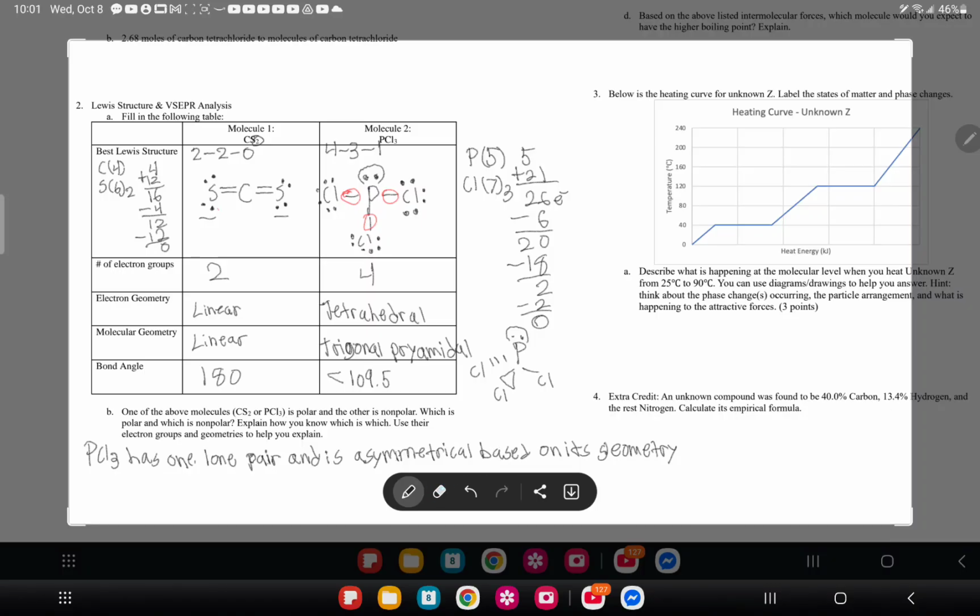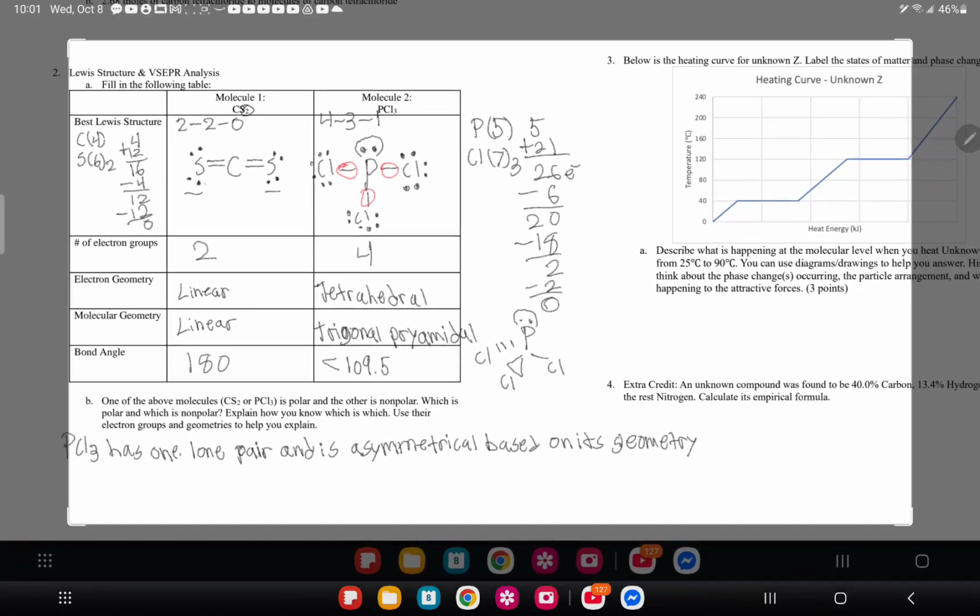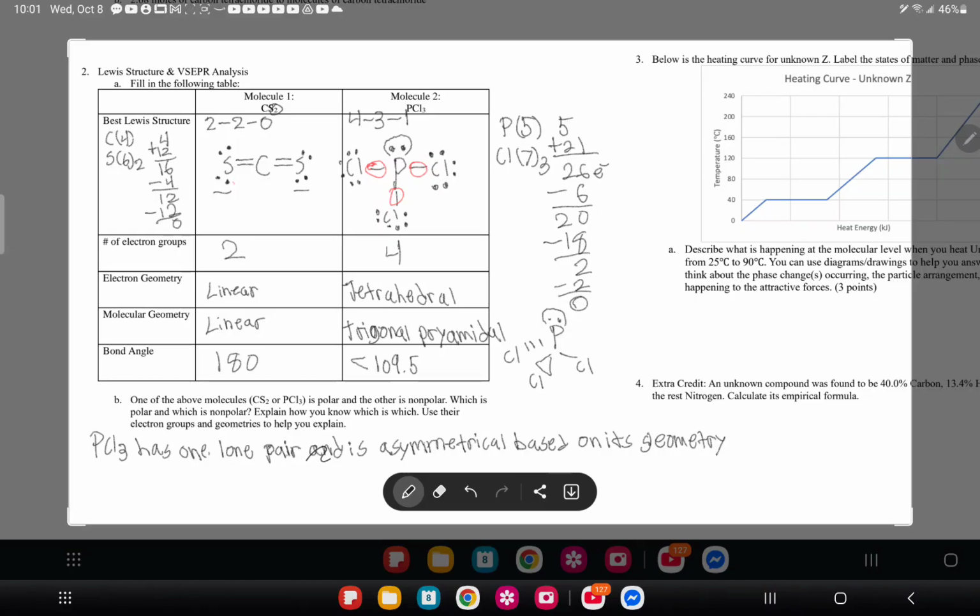You may want to add in more words. I'm just doing a quick little explanation. You can see that it's lacking the symmetry there. Use electron groups to help you explain. Alright, I think we've done that. One lone pair. It is asymmetrical. Okay. So we'll move on to the next question.